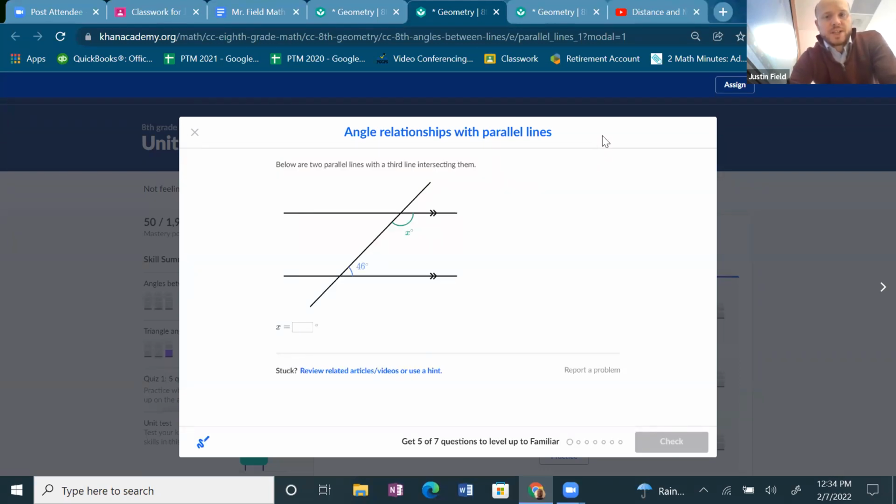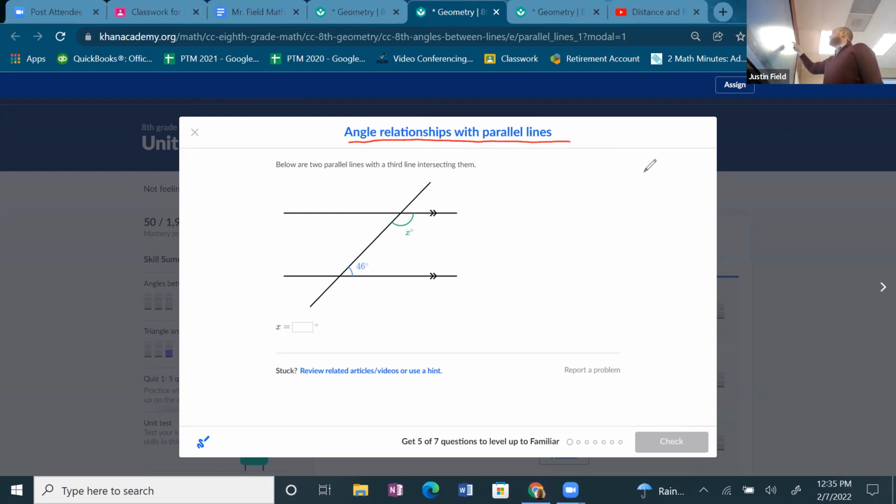Now, angle relationships and parallel lines. We did talk about these a couple weeks ago, but we're going to talk about them again, spaced practice, right? So when we have angle relationships and parallel lines, they are either equal or supplementary, which means they add to 180.